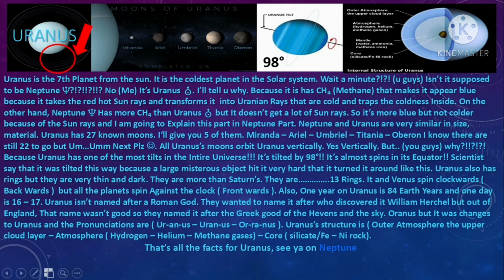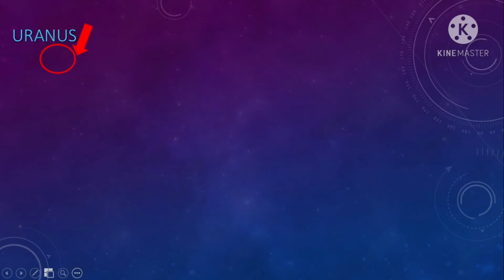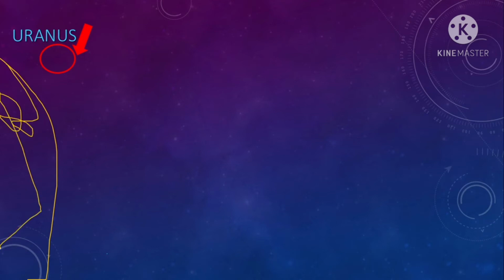Okay, here. Uranus is colder than Neptune. Why? Because it's tilted and because it has methane, a lot of things. I'll tell it now. Okay, I'm going to draw here. Pretend that this is the sun, and Uranus is here because it's far.